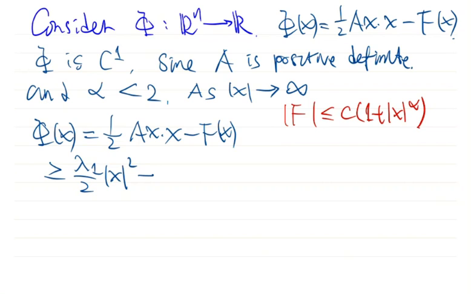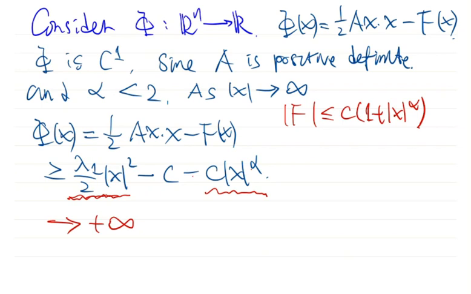Therefore, minus capital F(x) will be at least minus a constant times the norm of x to the alpha. But alpha is less than 2. The coefficient of the first term, half of lambda 1, is positive because A is positive definite, so lambda 1 is positive. So this term grows to positive infinity. But there is a minus sign on the last term. Because alpha is less than 2, the first term will overcome the last term, and it is easy to see that this converges to positive infinity.